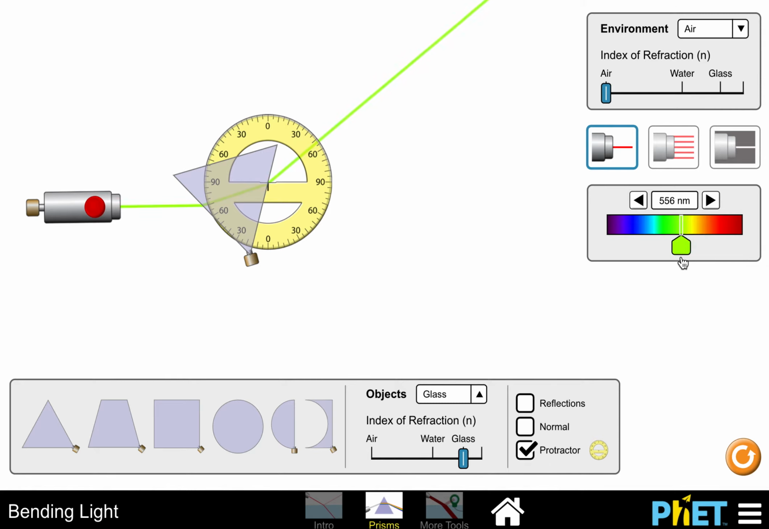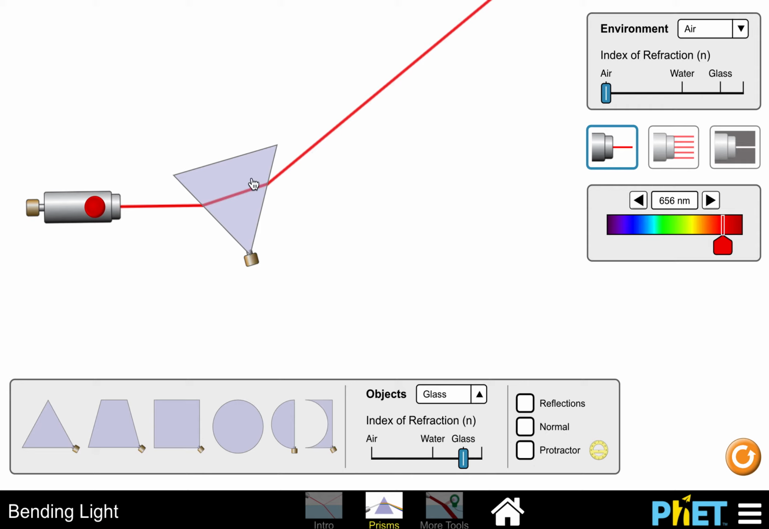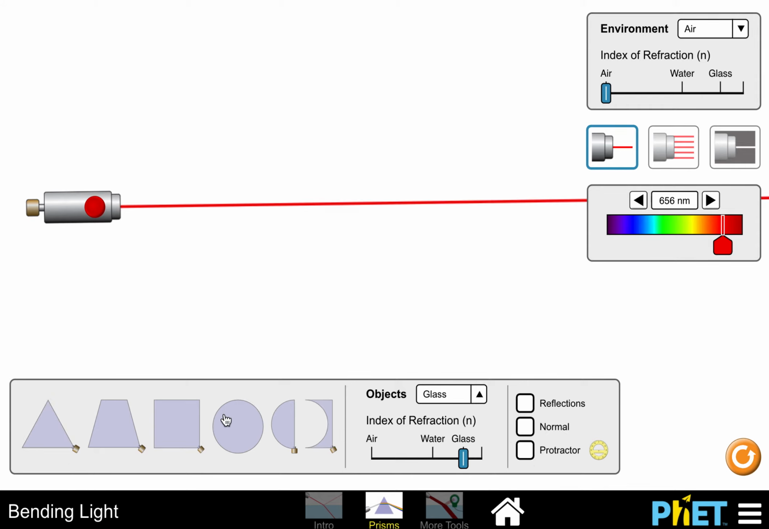And so if you send white light through here, and this simulator doesn't actually have the white light capability, the red gets bent by a certain amount, but the violet gets bent by more, and so you get a classic image of the rainbow being spread out by the prism. There are other things that you can experiment if you want to do so. There's other shapes of prisms.